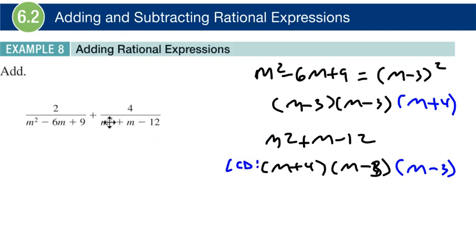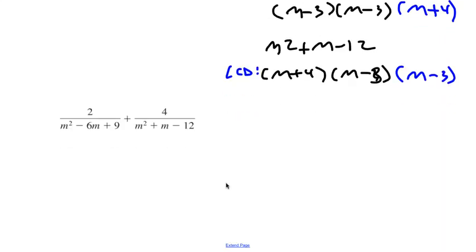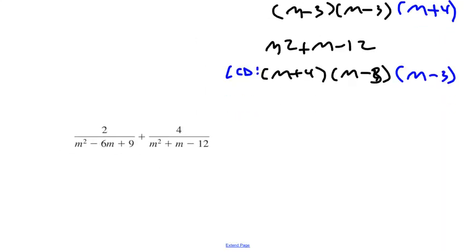All right, great. So now that we have that, we're ready to rock and roll. This right here was m minus 3 times m minus 3, which meant that it still needs an m plus 4. So I'm going to multiply this one by m plus 4, top and bottom, m plus 4 times m plus 4. And on this side, this one was the m plus 4 times m minus 3, so it needs one more m minus 3.